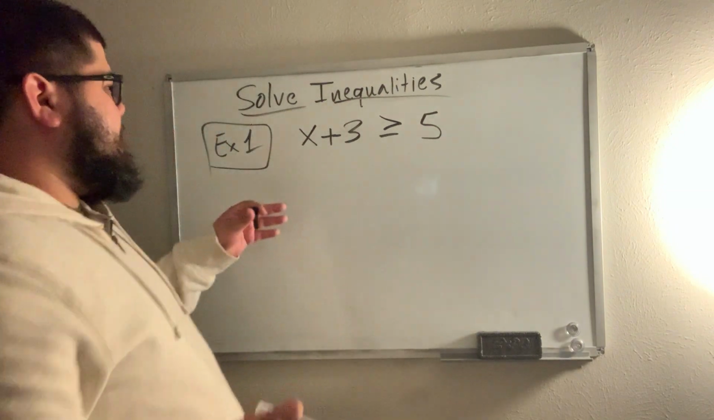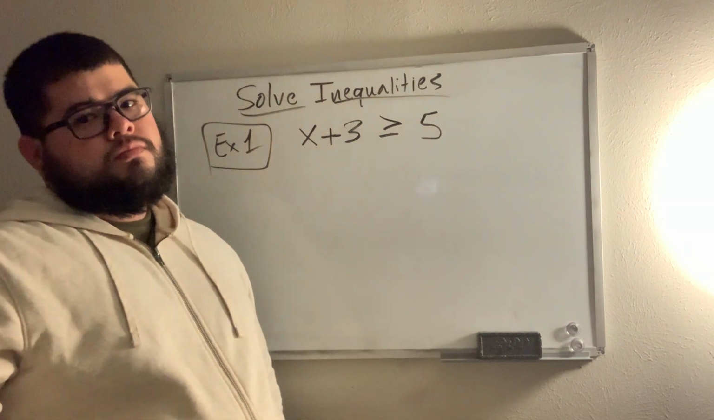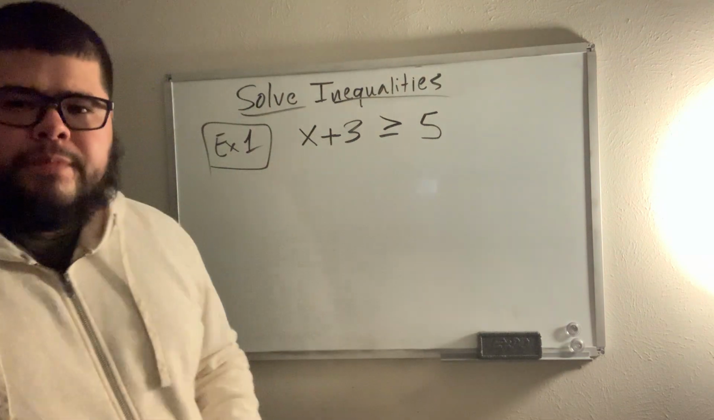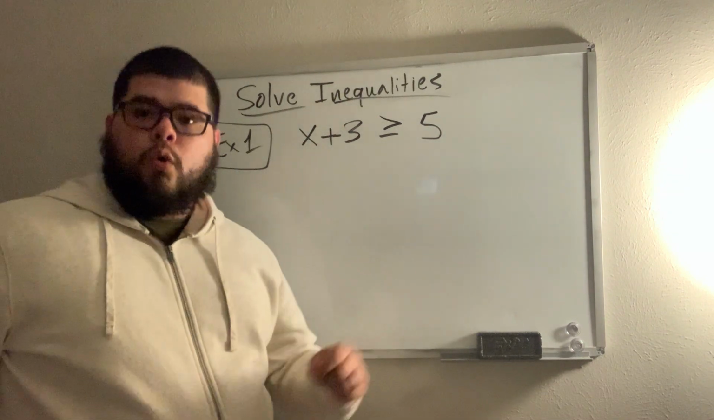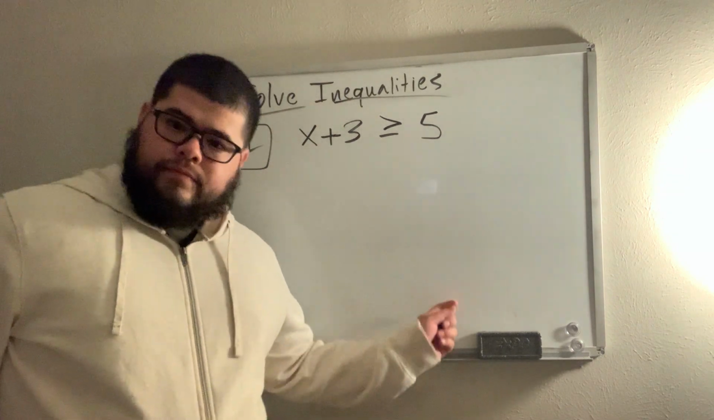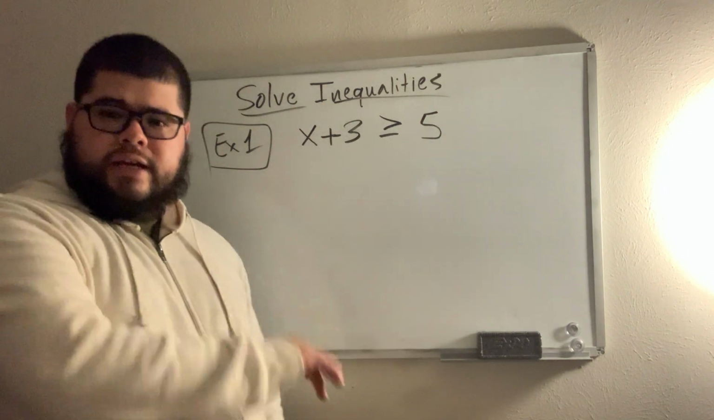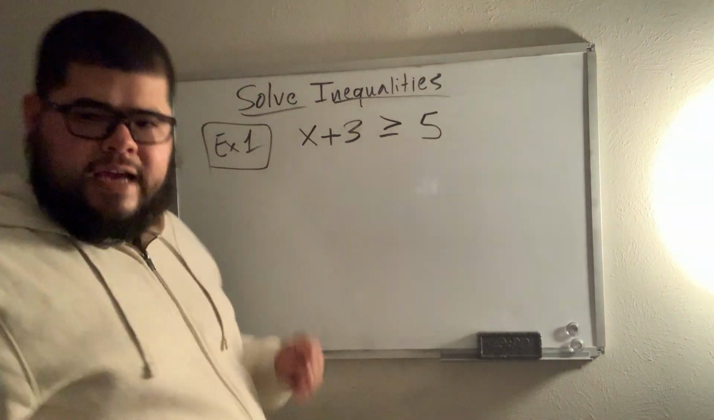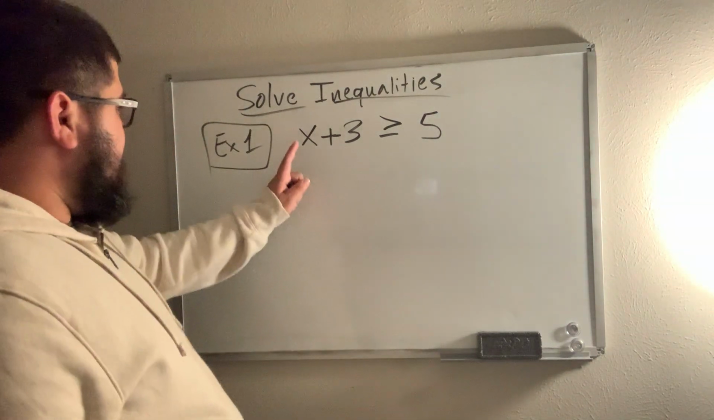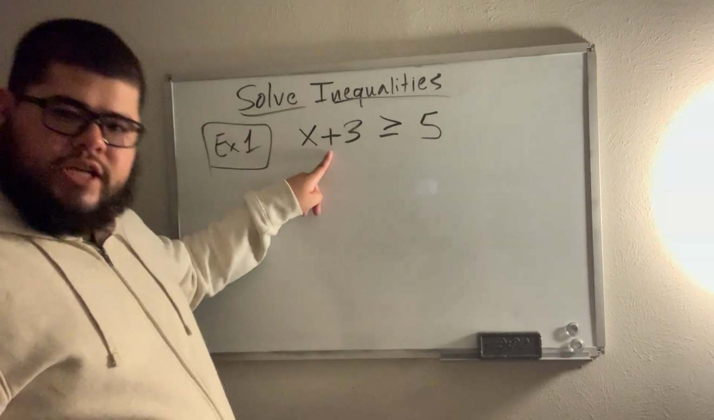Now, for inequalities, you don't have to check. You don't have to check, but you do have to draw or graph the inequality solution on the number line, just like we did before, okay? So now we look at the same way we talked about equations. What is being done to the variable? What operation is this? This is addition.